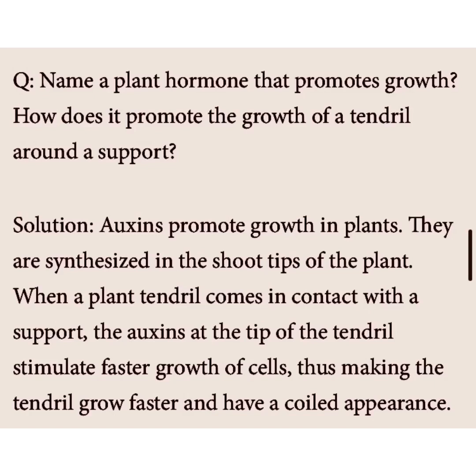Now, let's answer a simple question. Name a plant hormone that promotes growth, and how does it promote the growth of a tendril around a support? Yes, auxin promotes growth in plants. It is synthesized in the shoot tips of the plant. As tendrils are present at the shoot tips, the main hormone associated with them will be auxin. When a plant tendril comes in contact with the support, the auxins at the tip of the tendril stimulate faster growth of the cells, thus making the tendril grow faster and have a coiled appearance.